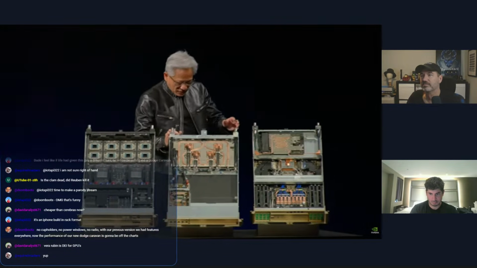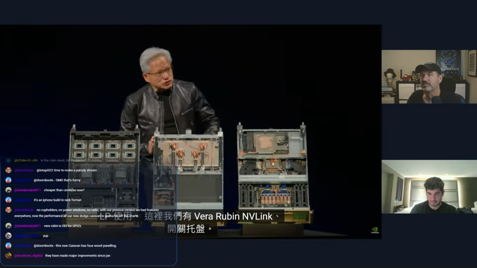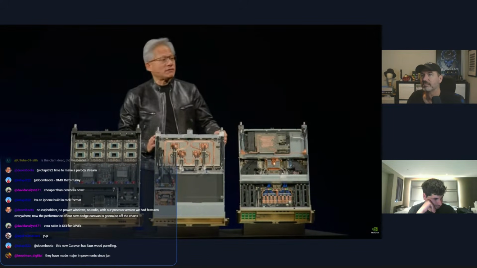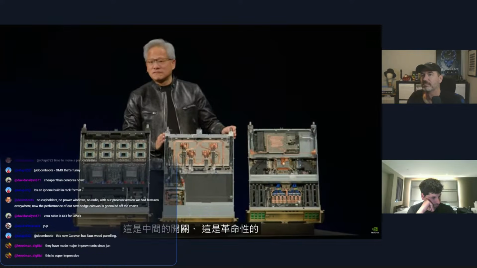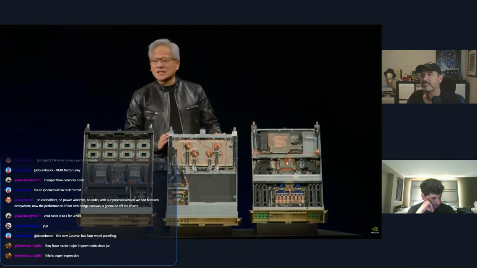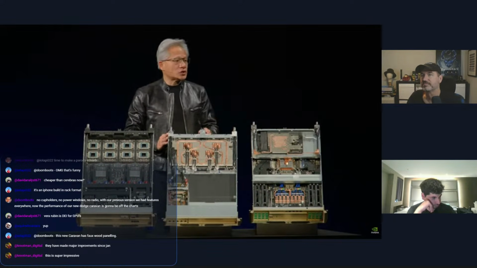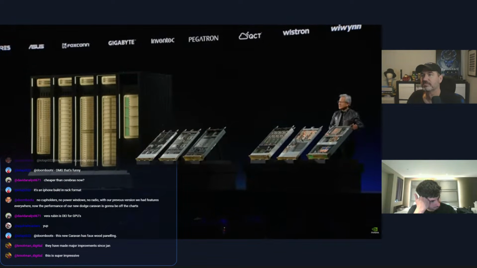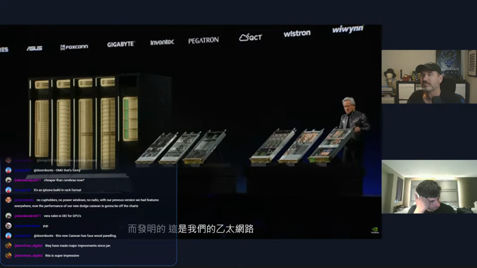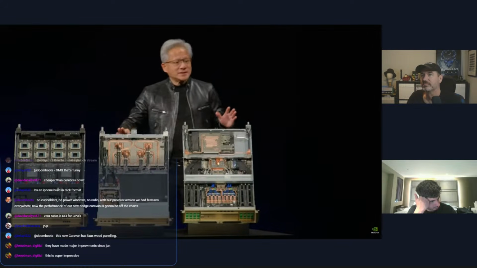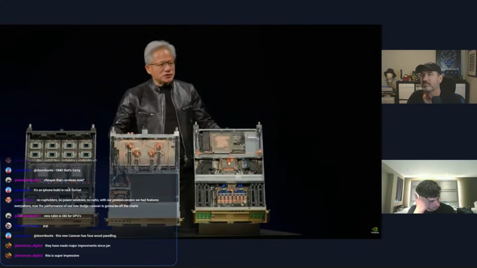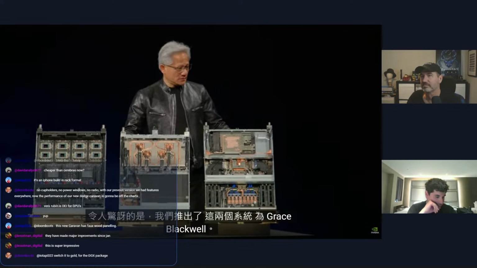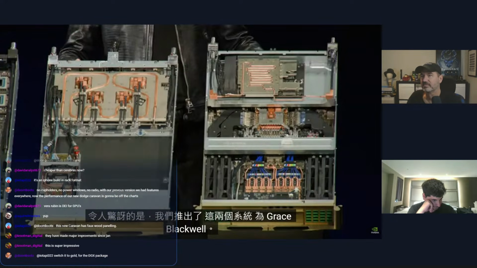Here, we have the Vera Rubin NVLink switch tray. This is the switches in the middle, and this is revolutionary. Because of Vera Rubin, because of NVLink 72 and the NVLink switches that we created and invented. And this is our Ethernet switches for scale out. What's amazing is we introduced these two systems for Grace Blackwell.